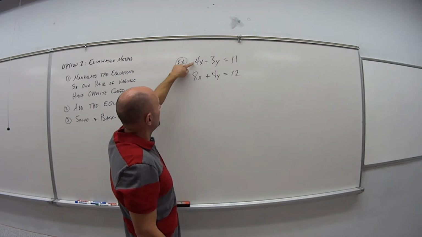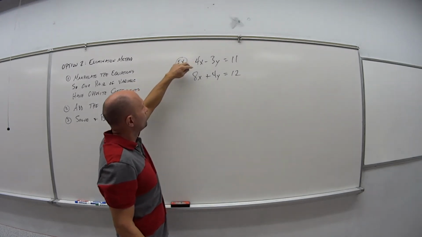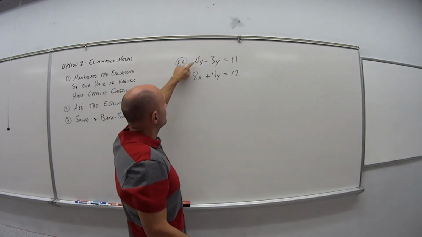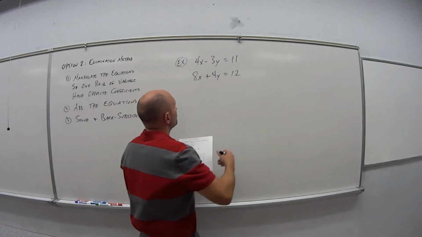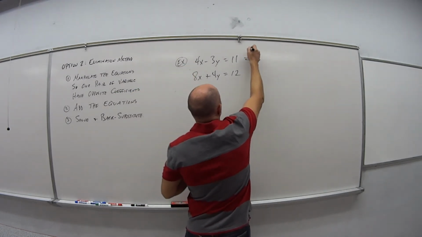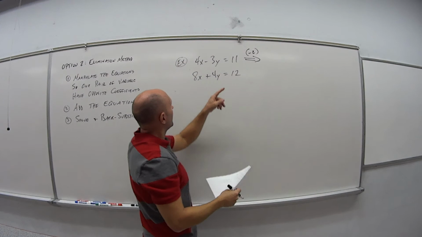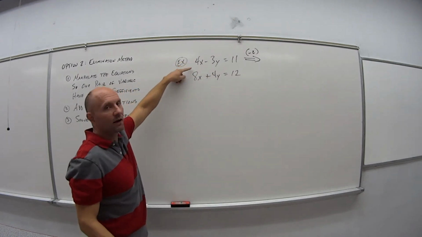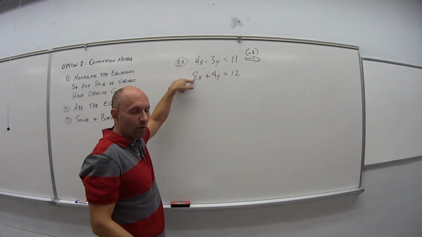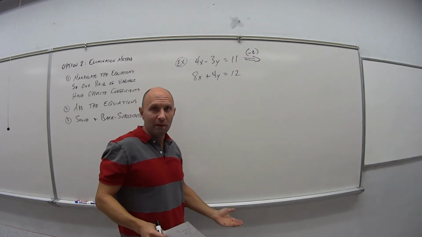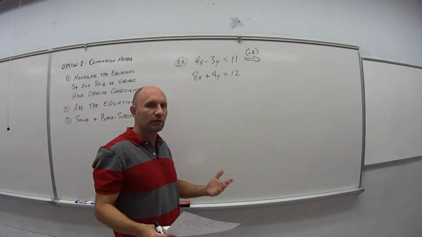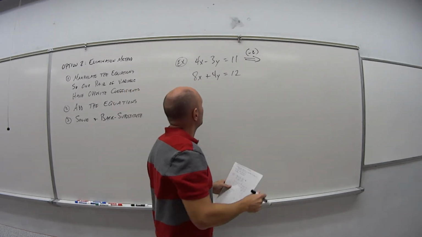Another option is what? We have the x's. One is 4x, one is 8x. So if I just multiply the first row by negative 2, what happens? I get negative 8x, and I don't have to do anything with the second row. And again, you can either eliminate the x's or eliminate the y's. It doesn't matter. You'll still get the same answer.